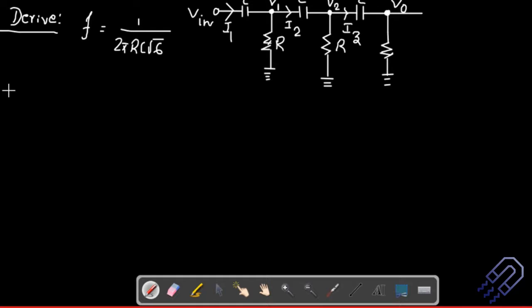So at node, just be with me and try to understand what exactly we're doing. At node V2, see this is V2. We are coming from this side to this side. We are trying to do our derivations in this particular direction.